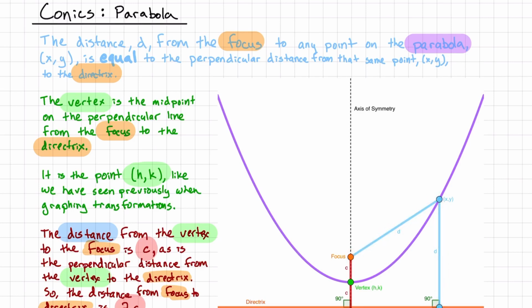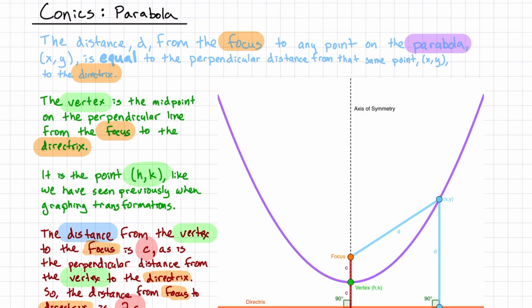So it's the set of all points that have the same distance to a point, the focus, and to the directrix, which is a line. So every single point on this parabola, if I was to draw a line from the focus to it and then perpendicular down to the directrix, it would be the same distance. That's what a parabola is.